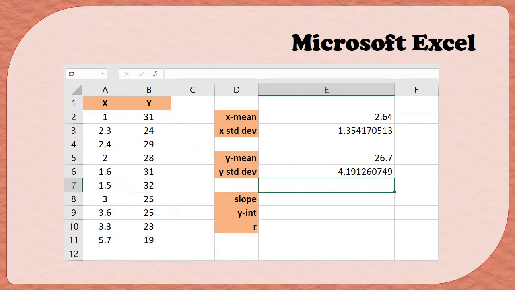So I'm back in my Excel spreadsheet. And what's really nice is that the functions for slope and y-intercept are really nicely named. The function to find the slope is going to be slope, and the function to find the y-intercept is going to be intercept. So this should be pretty easy to remember.